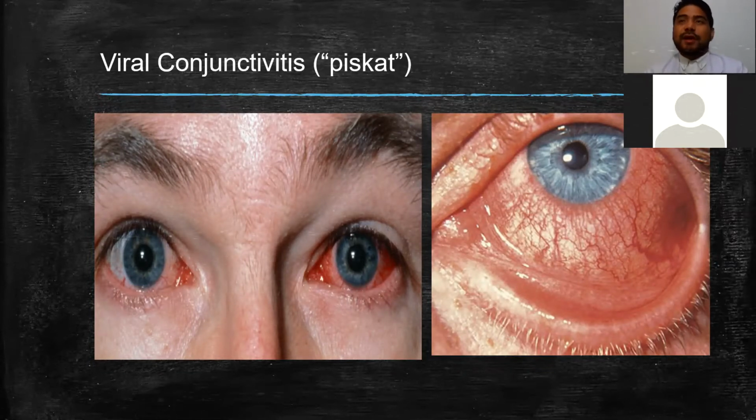Let's just discuss the most common, no? Kaning viral conjunctivitis or atong tawag na piscat. So I'm sure all of us are familiar with this. So kaning piscat is a viral infection of the conjunctiva. Ang conjunctiva is, kung tan-awon nimo akong mouse, the inner layer of the eyelid. So kung muna itong eyelid, the innermost layer of this structure is your conjunctiva.